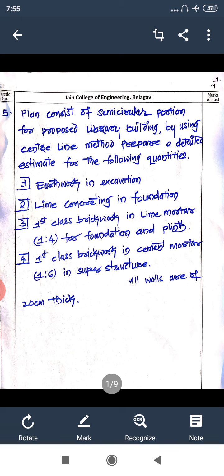First one, earthwork in excavation. Second, lime concreting in foundation. Third, first class brickwork in lime mortar 1:4 for foundation and plinth. First class brickwork in cement mortar 1:6 in superstructure. And the statement is all walls are of 20 centimeter thick.